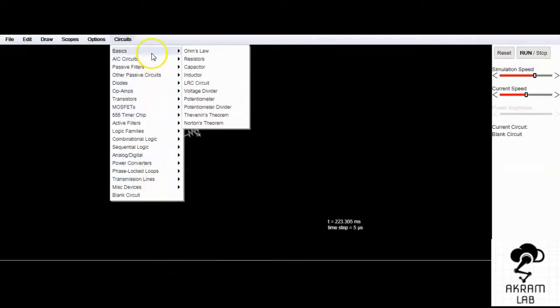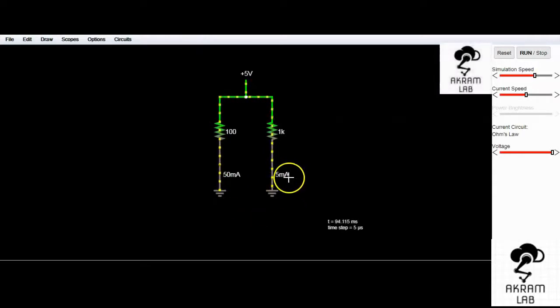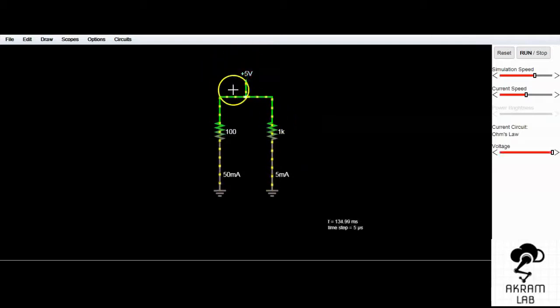Let me show you two very basic examples. First of all, I am going to consider Ohm's law. We all are aware of Ohm's law, which means V equals IR. Here you can see that the current is 50 milliampere, and here the current is 5 milliampere, though the voltage is the same. The voltage here is plus 5 volt, but due to the resistors, here the resistor is 100 ohm, and here the resistor is 1 kilo ohm. So due to the resistor, the current is different.